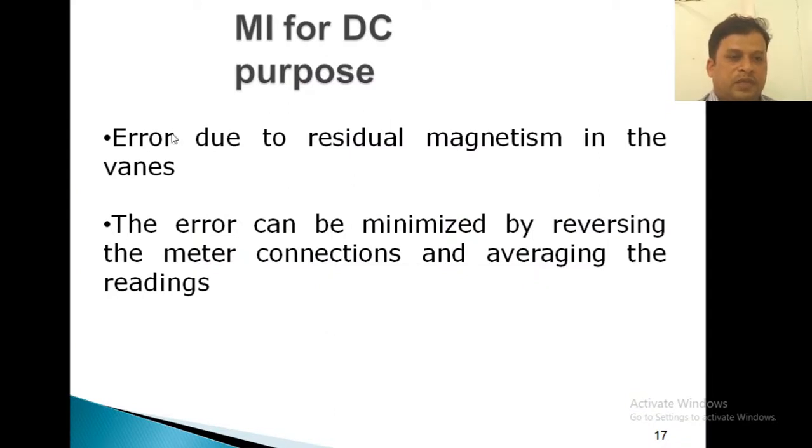For MI used for DC purposes, there is error due to residual magnetism in the vanes, because after using the instrument, some residual magnetism is left in the vanes since they were magnetized. Due to that, there will be some deflections which are not at the proper mark. So errors occur due to residual magnetism when using for DC. The error can be minimized by reversing the meter connections and averaging the readings. As we have done in the lab, when the reading goes negative, we interchange the terminals to make the reading come in the positive direction.